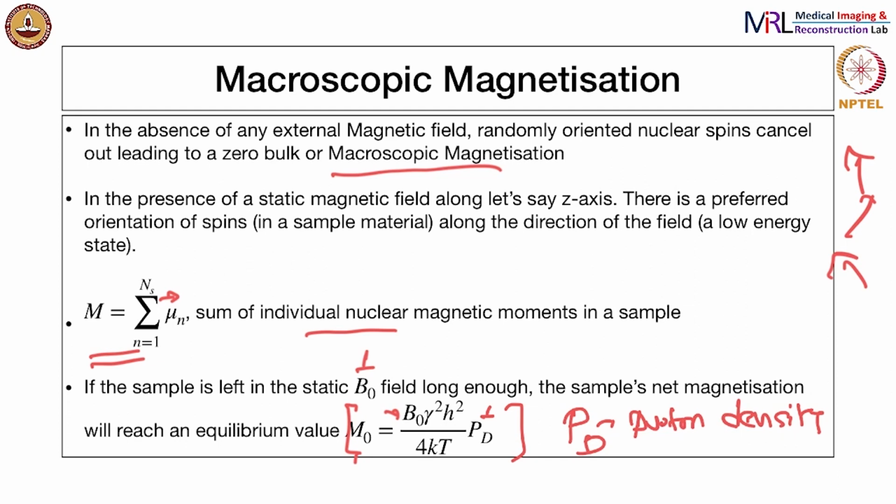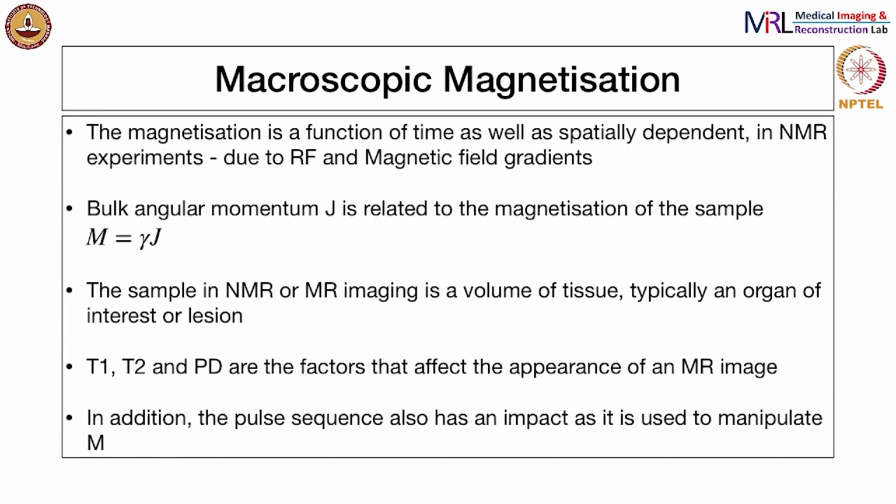So this magnetization is what is induced by the presence of a static magnetic field. And we are considering a sample, let's say in this case the human body or a piece of tissue. But this magnetization, it turns out, is not just static. It is actually a function of time, and it need not be homogeneous either, in the sense that it is also spatially dependent. At least in NMR experiments, that is what will happen. So this M0, or M as I will call it, will be a function of space as well as time.